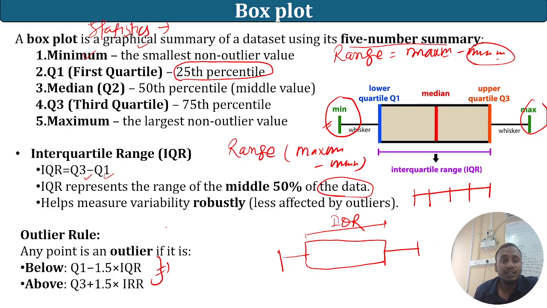To calculate the minimum value, we have to calculate Q1. The minimum value is Q1 minus 1.5 times the interquartile range. For the maximum value, we have to find it from Q3: Q3 plus 1.5 times the interquartile range and all.